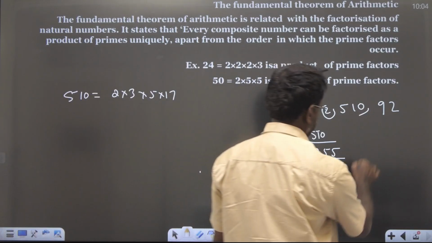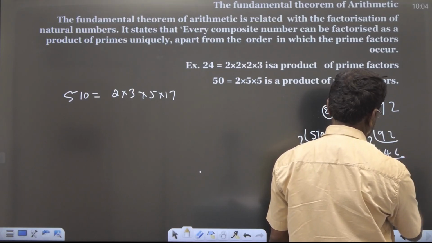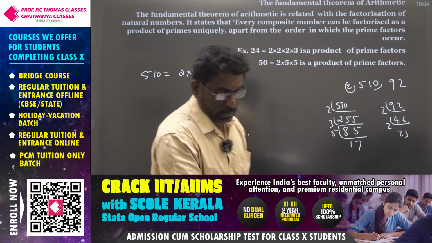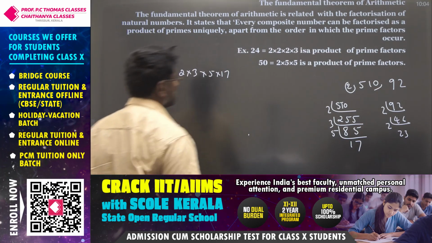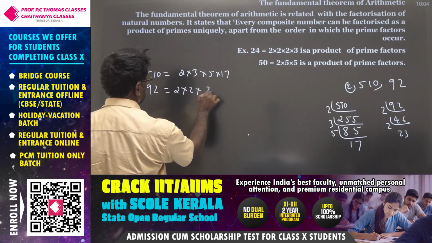Again, factorize 92. 92 divided by 2 is 46. Again with 2, that is 23. So 92 is equal to 2 into 2 into 23.